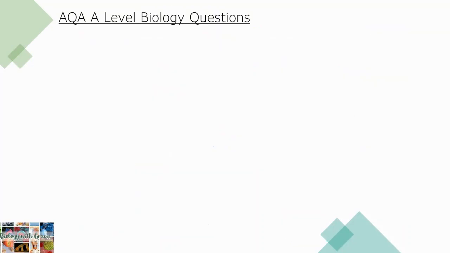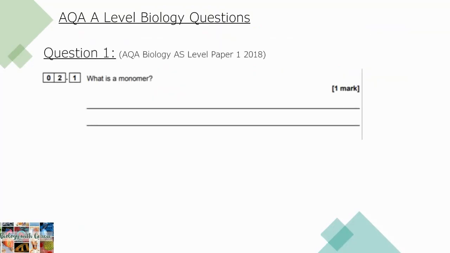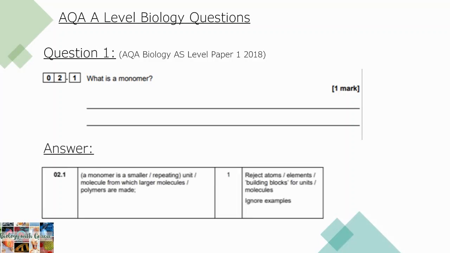So now some questions based on that information. So question 1, what is a monomer? So we know that a monomer is in fact a small molecule which makes up large molecules or polymers. So here we have our answer. A monomer is a smaller or repeating unit or molecule from which larger molecules or polymers are made.